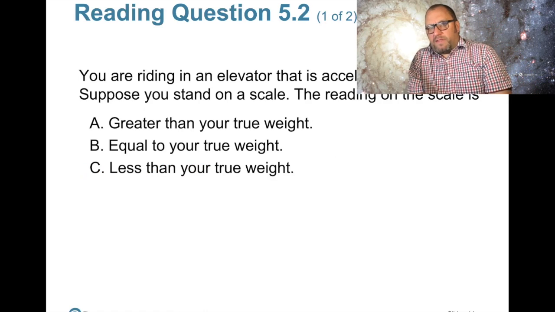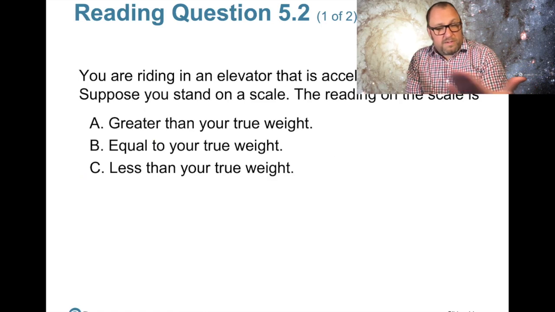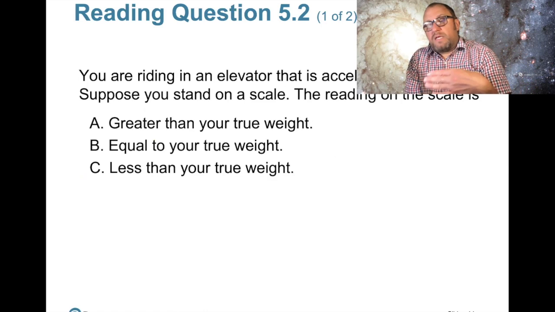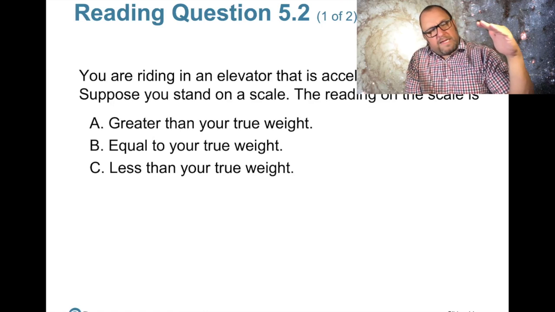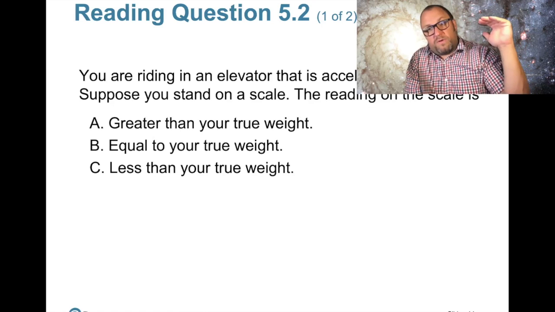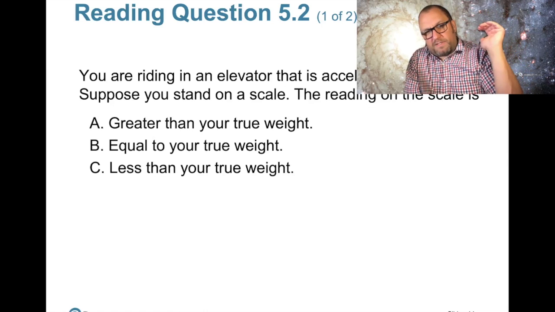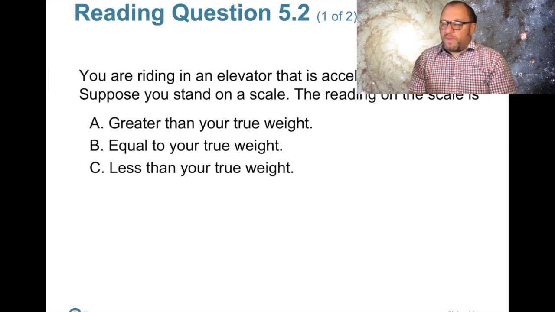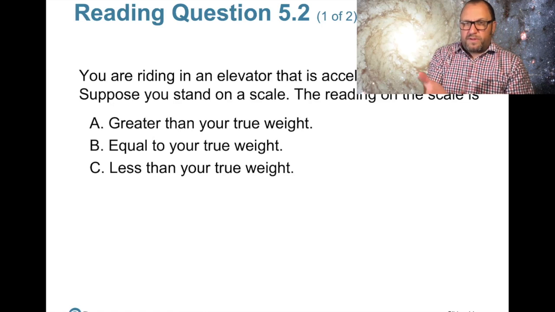You're riding in an elevator that is accelerating upwards. Suppose you stand on a scale. The reading on the scale is going to be greater than your true weight, equal to your true weight, or less than your true weight. So perhaps you have ridden on a roller coaster and you can imagine the opposite. So as you start to fall in a roller coaster going over a cliff, you'll notice that you feel lighter. That's because you are starting to experience free fall. And so if the elevator is going up, you're going to feel heavier.